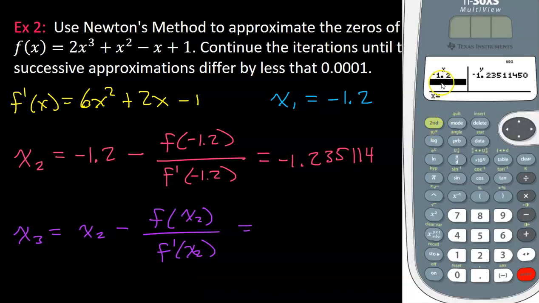So all I have to do is, for my next guess, type in what the calculator told me to type. So I'm going to put -1.23511450. I'm just going to type it all in and hit enter. So now it's giving me -1.233754.